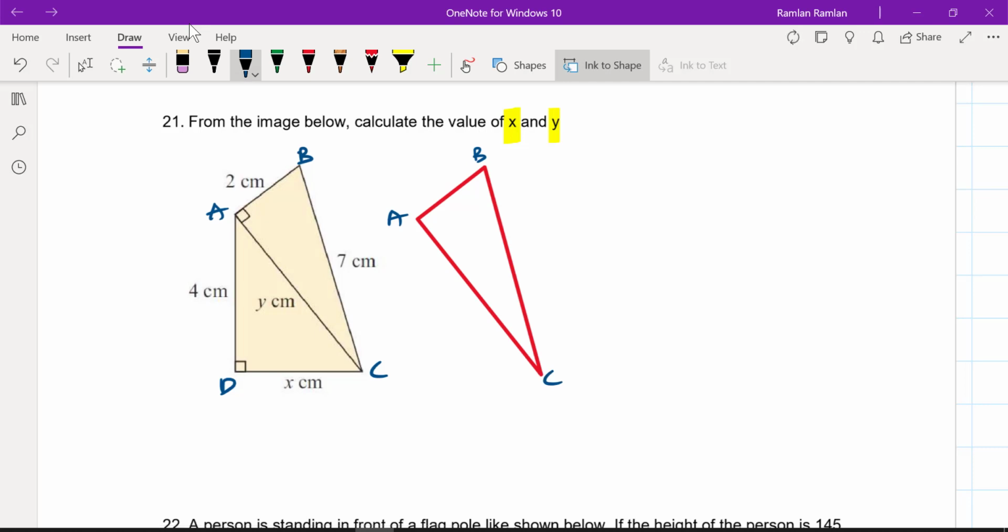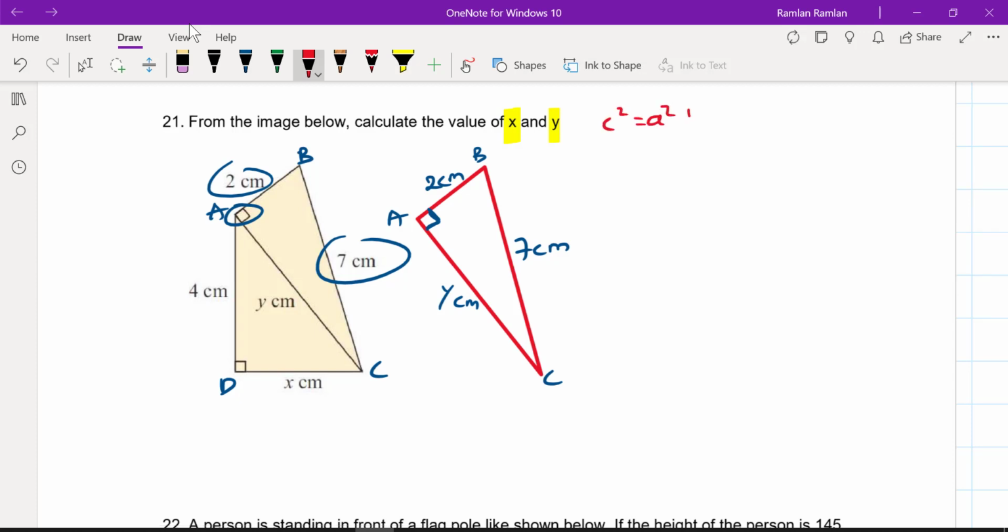And as we know that this is a right angle triangle, right? This is the right angle, and this is 2 centimeter. And this is 7 centimeter from here and here, and this is the y centimeter that we don't know yet. So we can find the value of y by using the Pythagoras formula because this is a right angle triangle. So let's do that. Let's write down the formula first. There will be c squared equals a squared plus b squared.